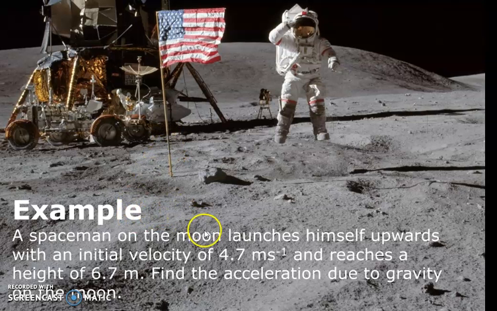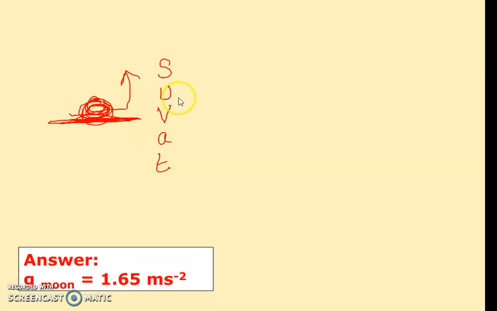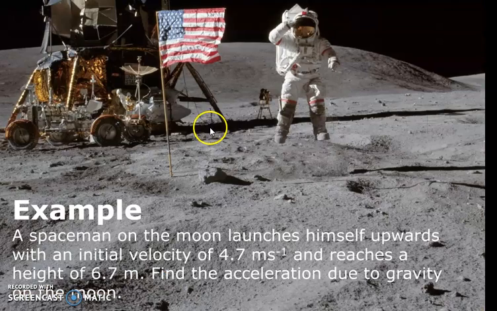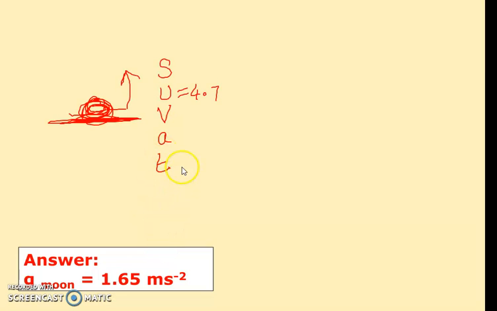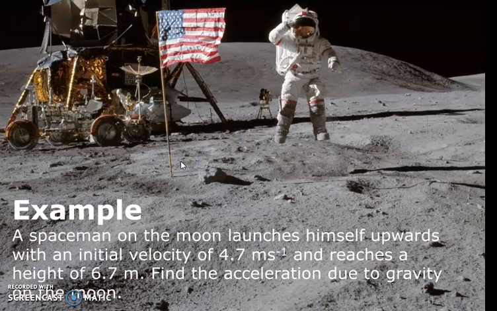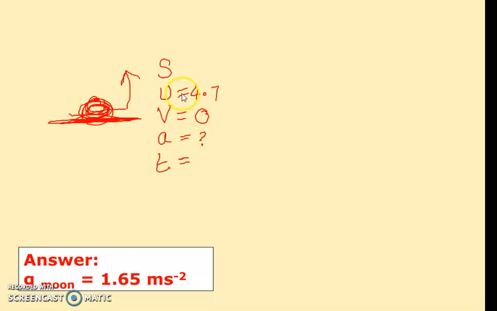Let's go back. His initial velocity is 4.7 meters per second. He reaches a height. Now, one thing you need to know, your maximum height is implied here when you stop moving upwards. So at some point, his velocity up and down is zero. This is what we're after. And I think it tells us at a height of 6.7. So we don't know the time it takes him, but we know this is 6.7.